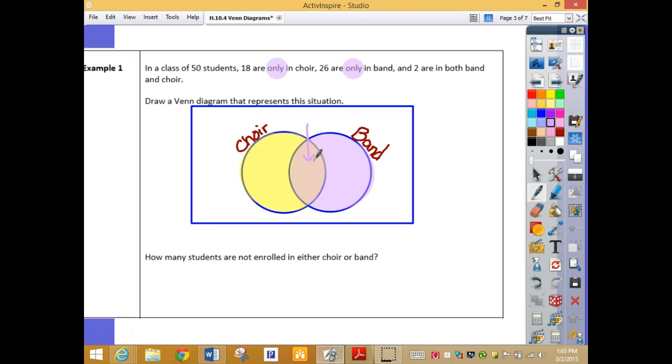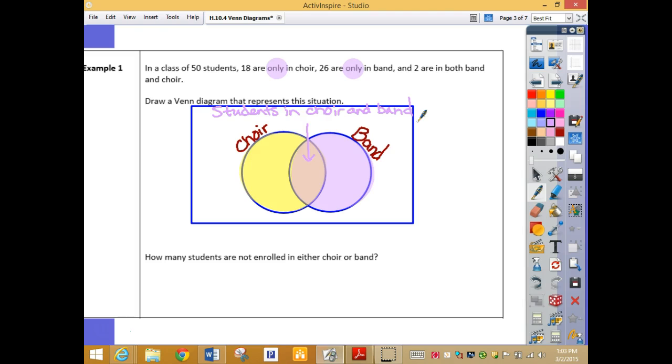Now, we gotta give it a title. Let's give it a short little title. What do you want it to be? Choir and band. Students in choir and band. Got it. Choir and band.